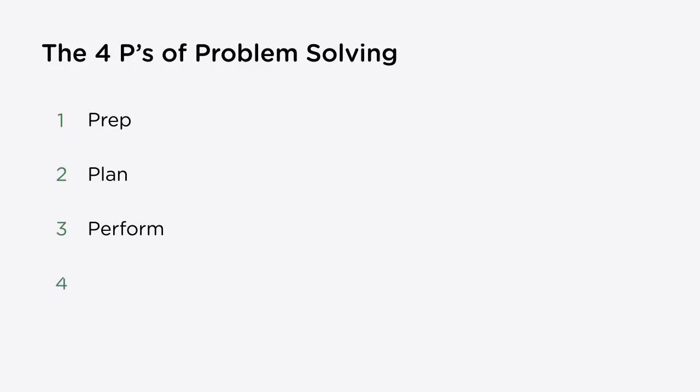Then our final step is perfect. This is when we check to see if our end goal has fulfilled the problem. If not, we can go back, review, and rework the solution. So again, the 4 P's of problem solving are prep, plan, perform, and perfect.